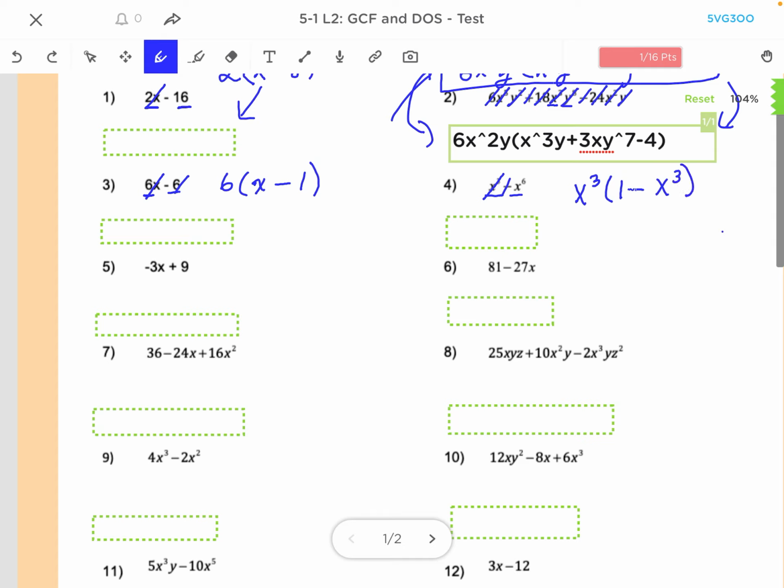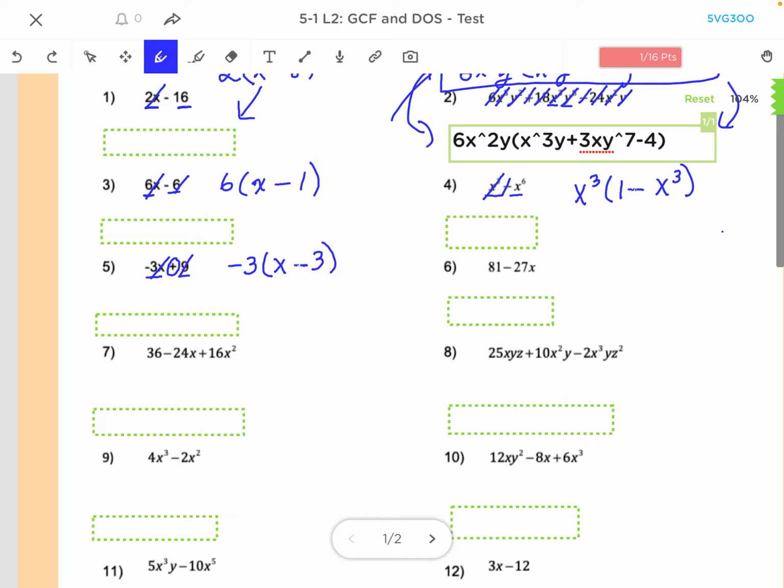Now for number 5, it's up to you. Usually if the first number is negative, I will pull out the negative sign. So you can pull out a negative 3. They don't have x's in common, so it's just the number. And then only the x is left. Now this sign here, notice because you pulled out a negative sign, in order to make this a positive, the sign has to flip to become a minus. And then 9 divided by 3 is 3.